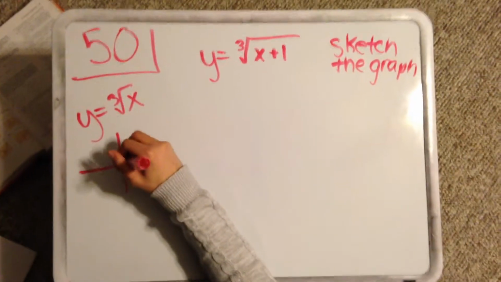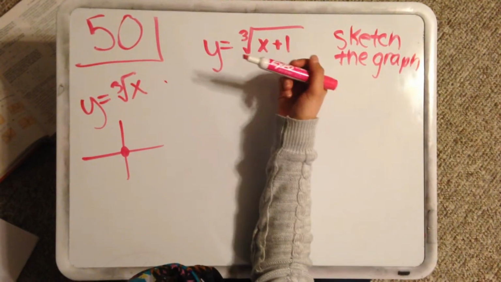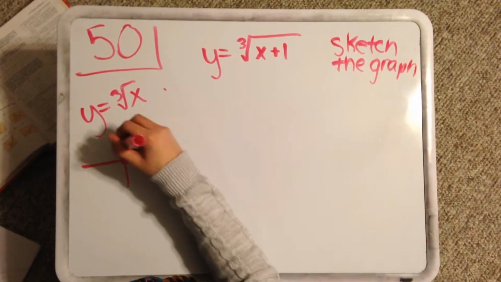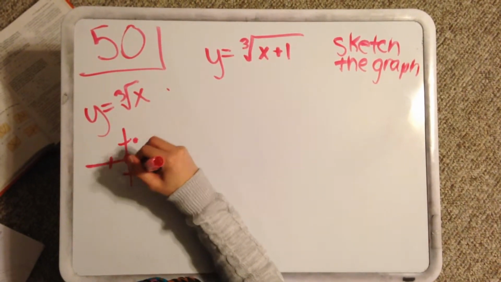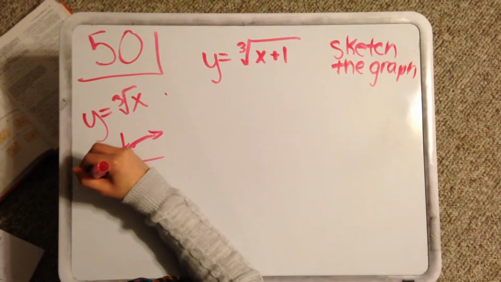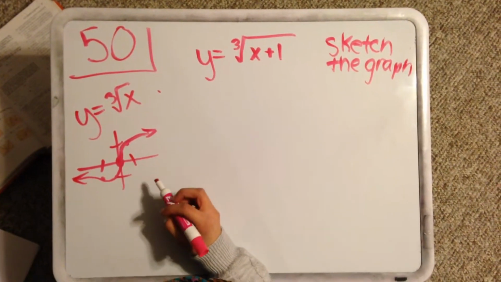It starts at 0. And if you don't know, you can always make an x and y table and plug in points to find these. But this is usually what it looks like. And it goes up that way and down that way. So that's what the parent function normally looks like.